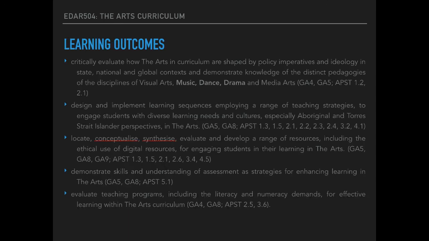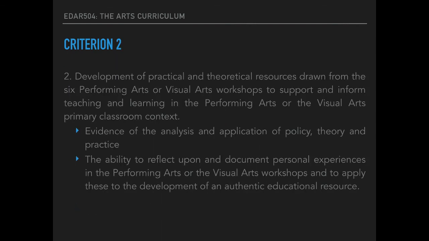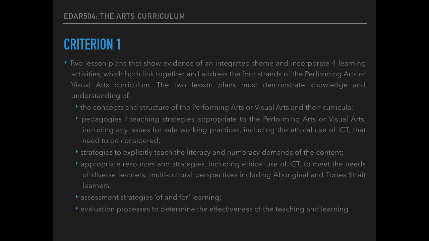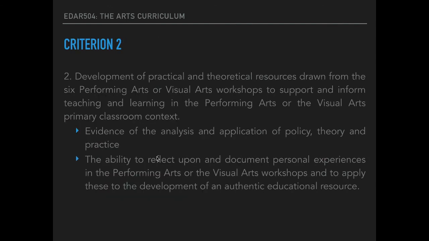Go back to these criteria, criterion 1 and criterion 2, and think about the specifics within them. So what are these 6 things that we want to be looking for in the lesson plans, and what are these bits here? What are the 2 things we're looking for in those resources? We're looking for the practical and the theoretical, and we're also looking at how you've been able to reflect upon and craft those workshops into something usable in terms of a classroom.